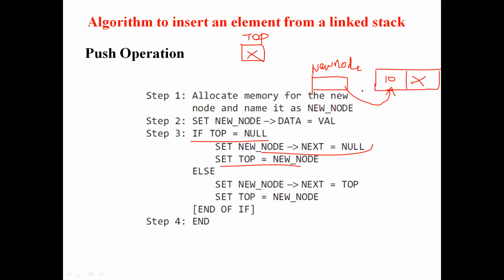So what you have to do? You know that this value will be 400. That 400 is stored in the top variable. That's all. So now you have only one element in the stack.